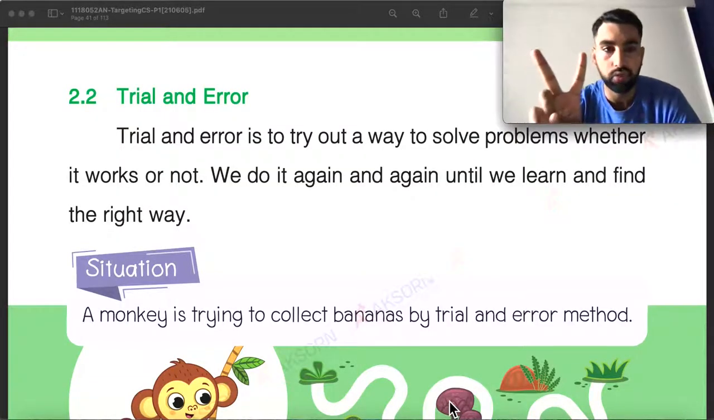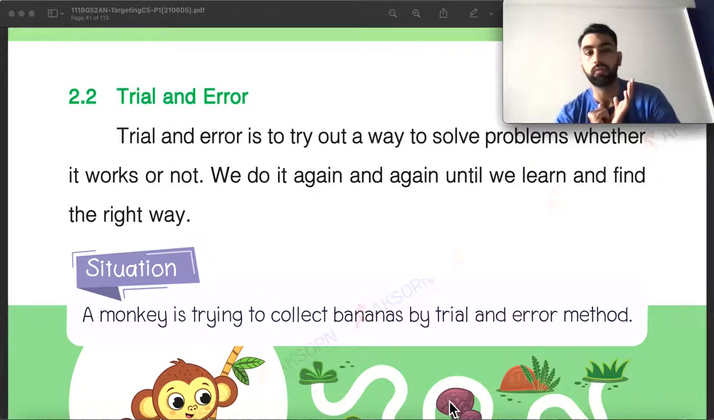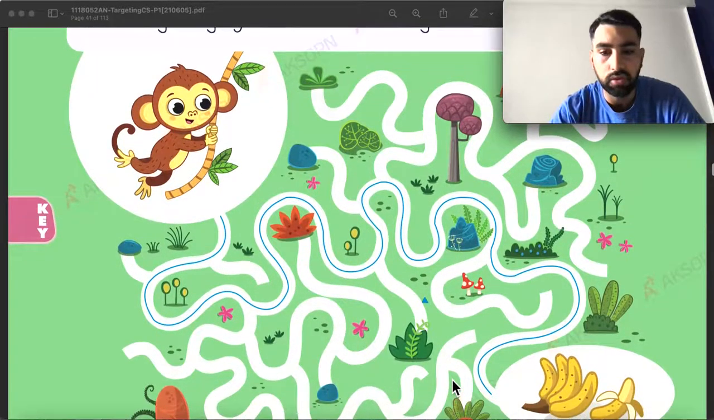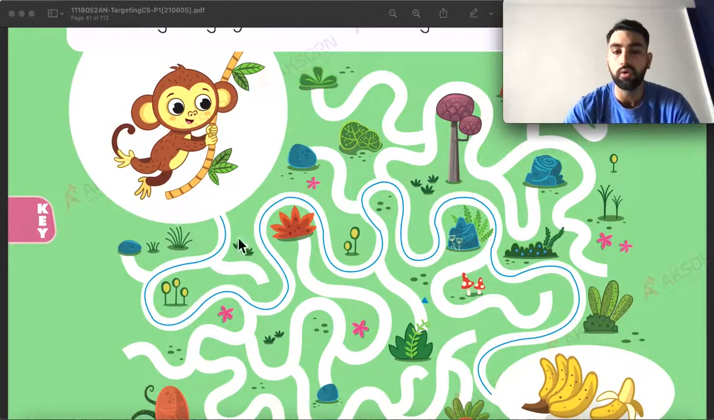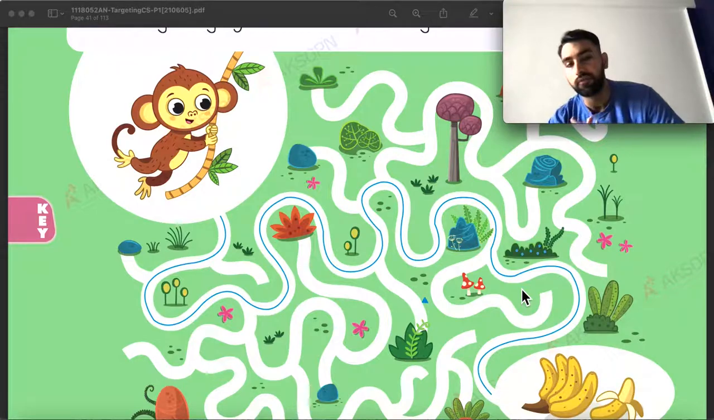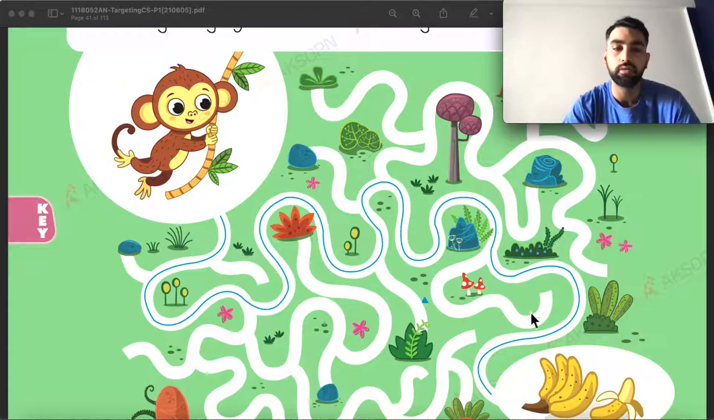The second way of solving a problem was trial and error. This is the one we use to find the way. As you can see in the picture, there's a monkey who wants to get to the banana. The monkey has to find the right way to get to the banana. This is what we call trial and error. If there is an error in a trial, you have to fix it and get to the banana.